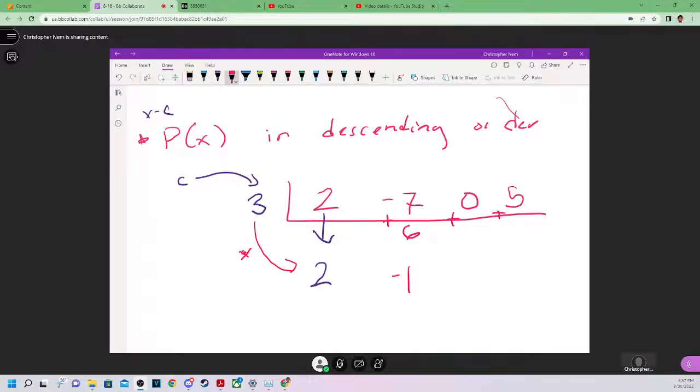And then you're going to multiply that guy out. 3 times -1 is -3. You add that together, you get -3. Now you do -3 times 3, which is going to give you -9. -9 plus 5 is going to give you -4.